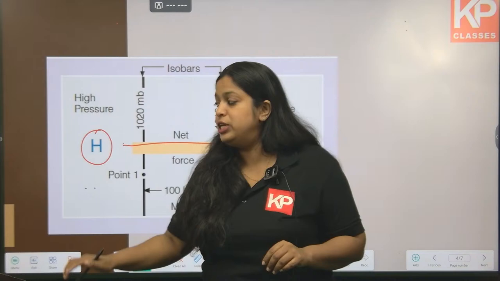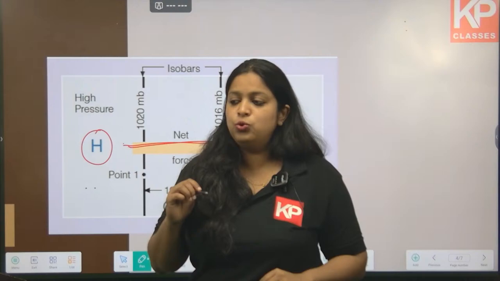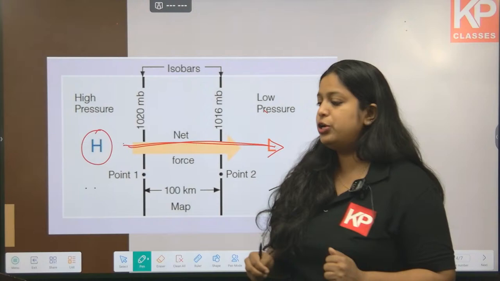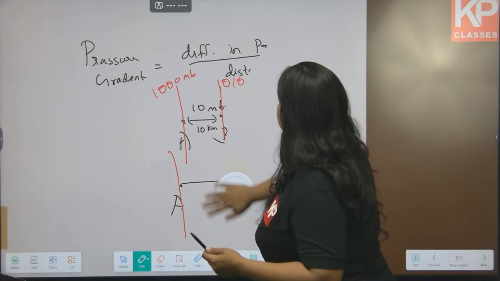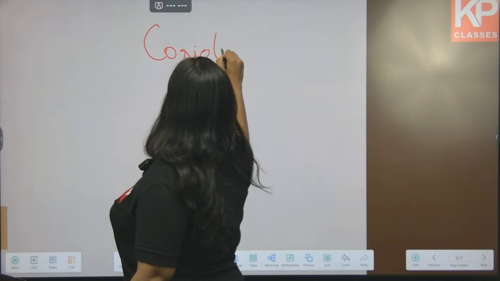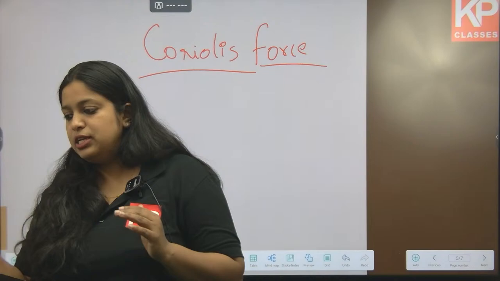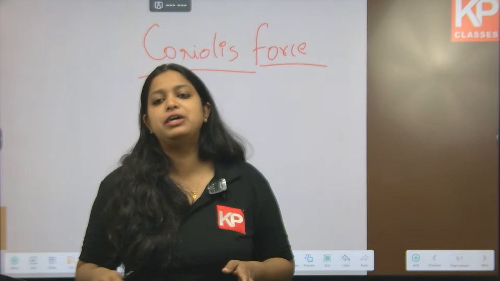But the moment the wind starts forming, there is a force acting on the wind, making it deflect from its path. That force is called the Coriolis force. So let's see in detail what the Coriolis force is and how it affects wind movement. When we define Coriolis force, it is described as an apparent force due to the rotation of the Earth.